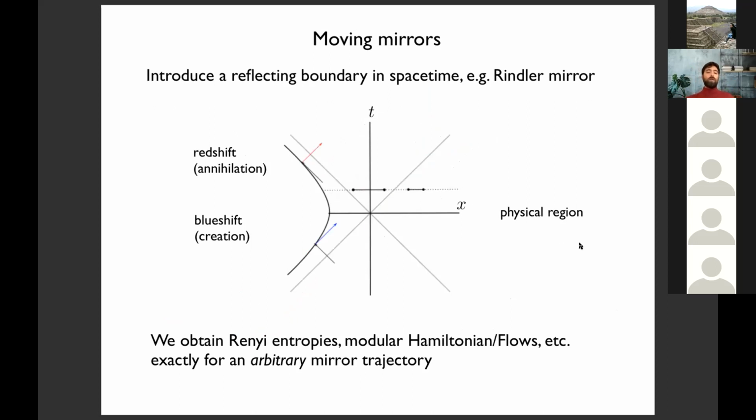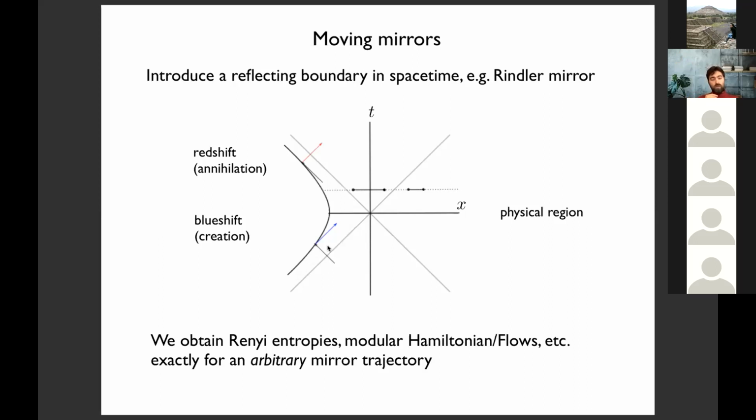Instead of looking at black holes, you can look at the physics of mirrors that move in space-time. So you introduce a boundary with some reflecting boundary conditions. In this particular case, it's moving on a Rindler trajectory. What is super nice is that for the free Fermi, you can do the calculation explicitly. You can compute the Renyi entropies, the modular Hamiltonian, the modular flow, etc., for any number of regions that you want on any Cauchy slice. And the physical intuition is that, for example, if the mirror is accelerating, moving towards you, then it's going to be creating particles, it's going to create entropy.